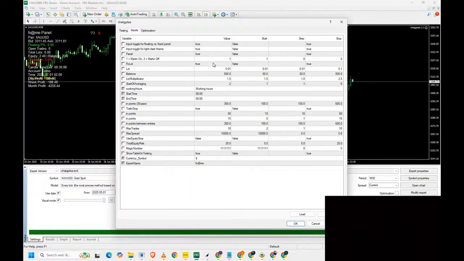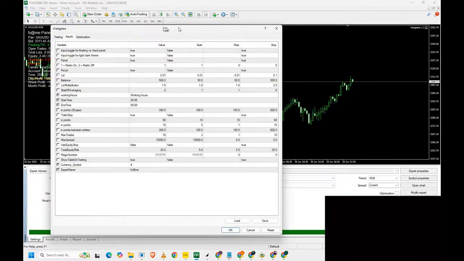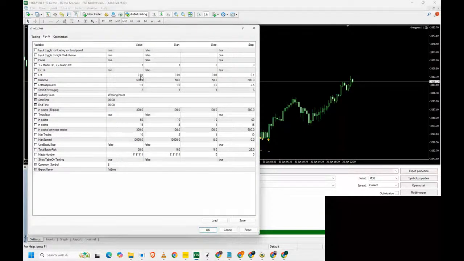A few things: I want the martingale on. I want the lot size to be 0.01 on a 1,000 account. So I don't want to make it maybe 0.05 or 0.02 or 0.03. I just want it to be at least 0.01 so you can be sure of what the bot can really perform. So I'll leave the balance as it is.